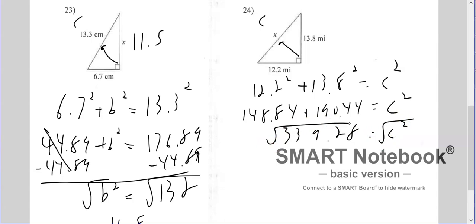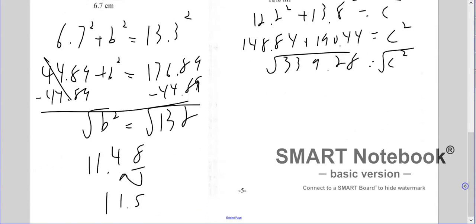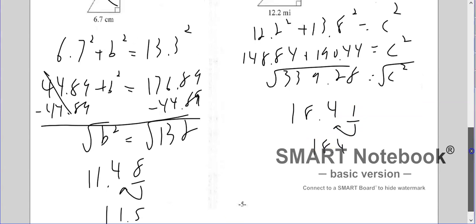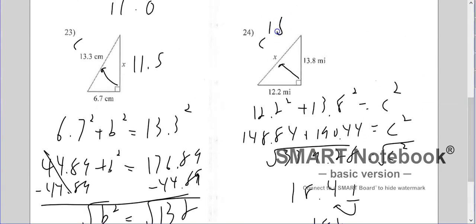So the square root of 339.28 is 18.41. Finally, we get one that rounds down, which means the 4 is going to stay the same, 18.4. Does my answer make sense? Yes, because that is bigger than the 2 legs, and it must be.